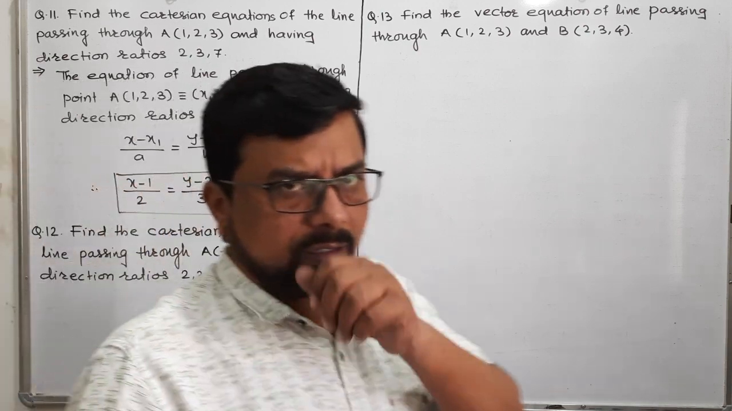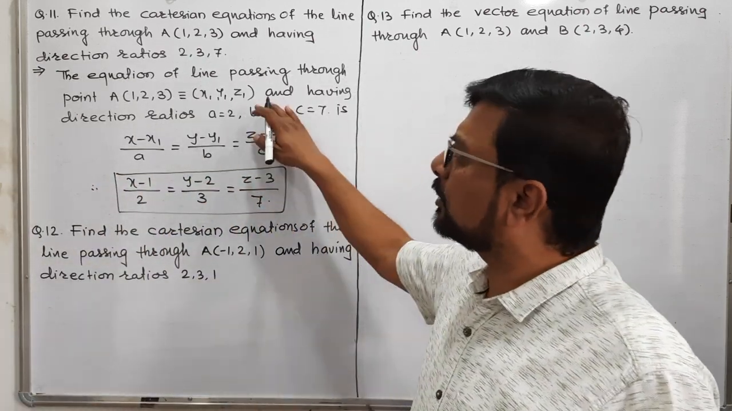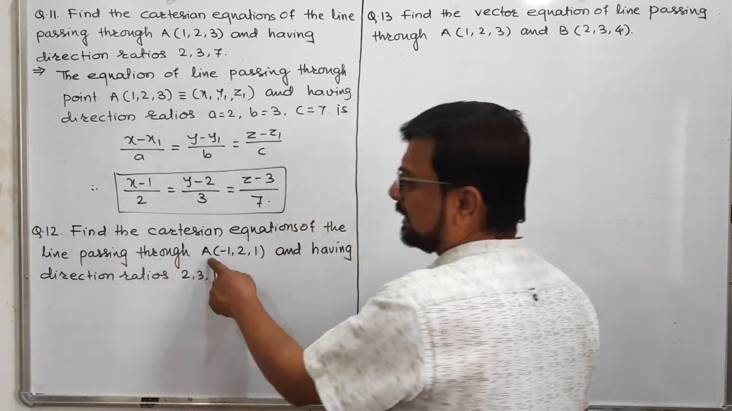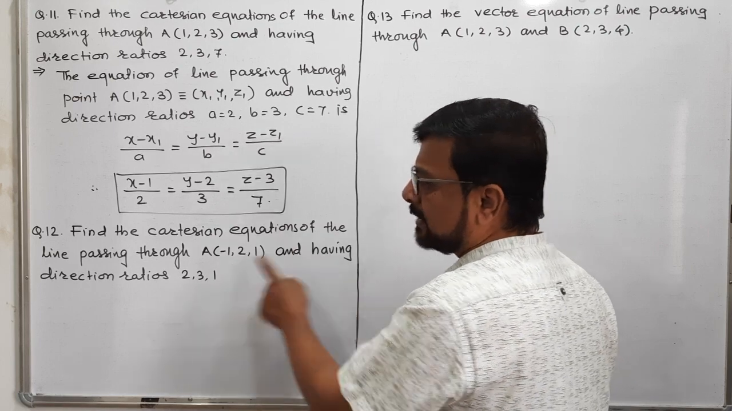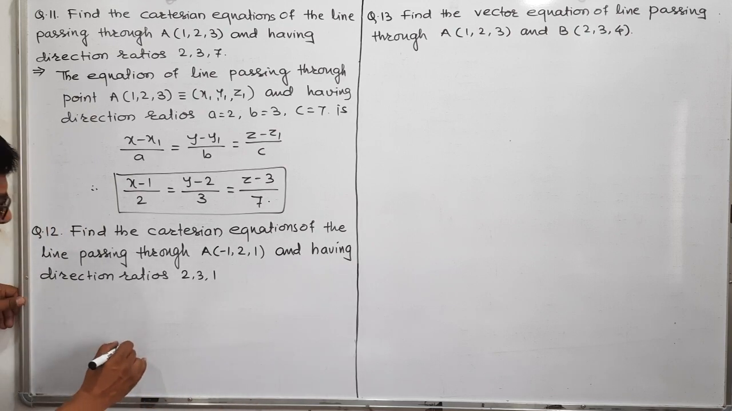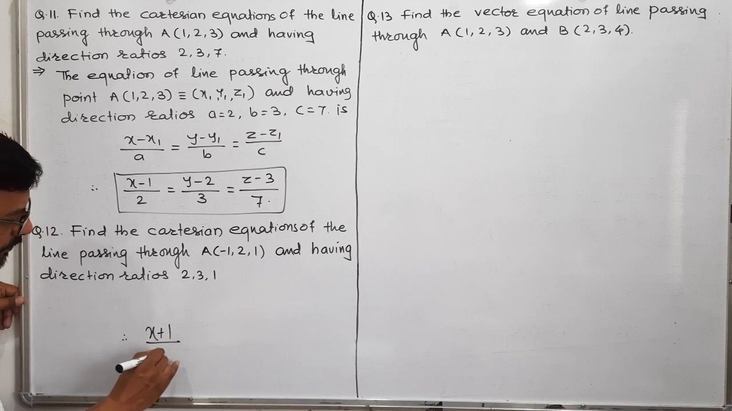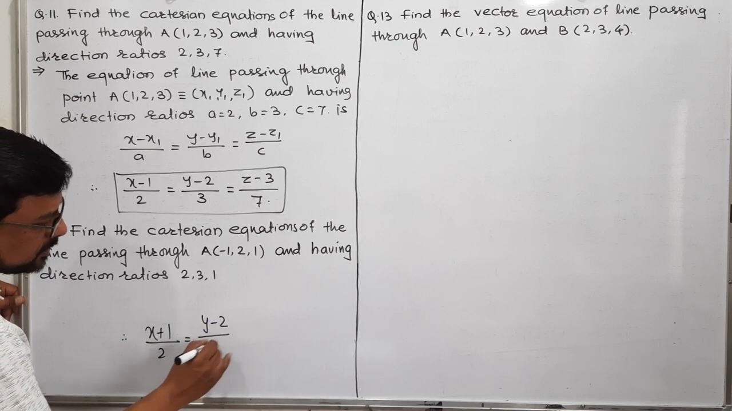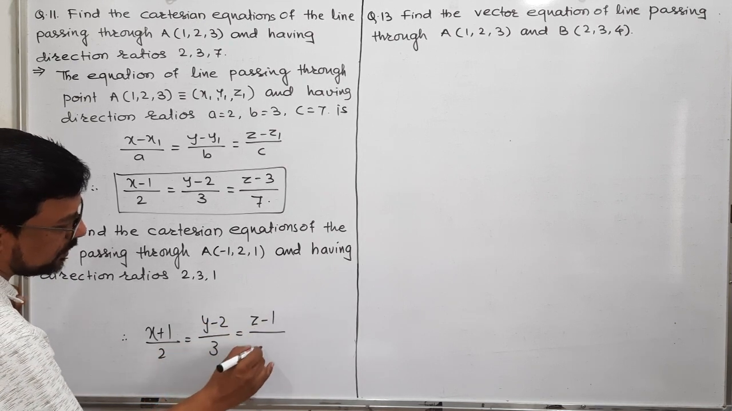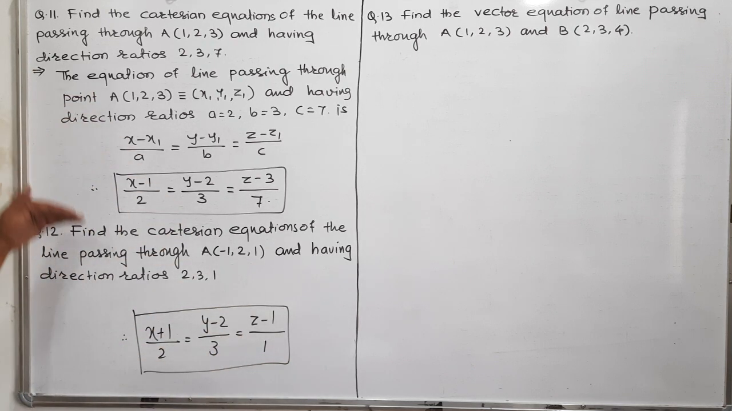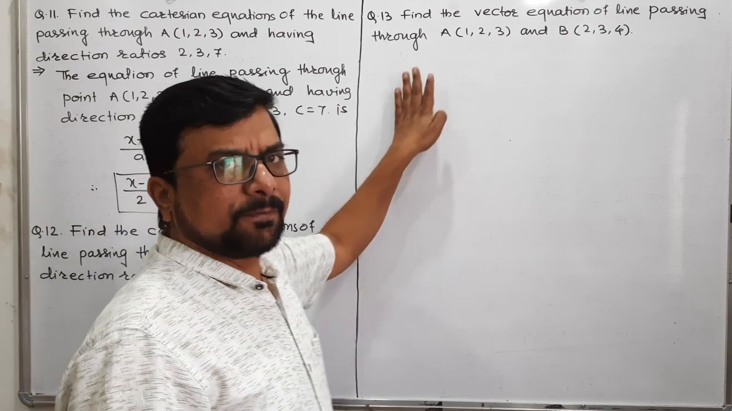Now question number 12 is very similar to question number 11. Find the Cartesian equation of the line passing through the point A(minus 1, 2, 1) and having direction ratios 2, 3, 1. I will write directly here. Therefore, we can say that the equation must be (x minus x1) means (x plus 1) upon 2 is equal to (y minus y1) means (y minus 2) upon 3 is equal to (z minus z1) means (z minus 1) upon 1. This is said to be the equation of the line. You can write in detail.